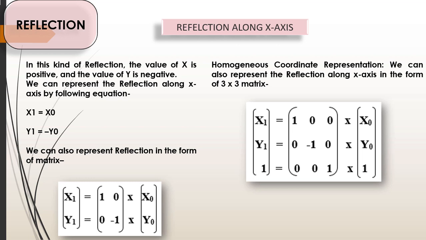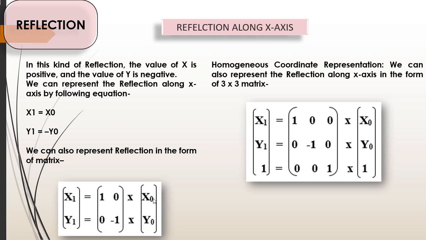Then we can represent the reflection along the x-axis by the following equation. x1, y1 will be the reflected object coordinates, and for that purpose we need to apply the positive and negative values to our original coordinate values to get the new point coordinates. So x1 will be x0 and y1 will be negative y0. We can represent reflection in the form of a matrix. This is the column vector matrix: x1 y1 equals 1 0 0 minus 1 times x0 y0.